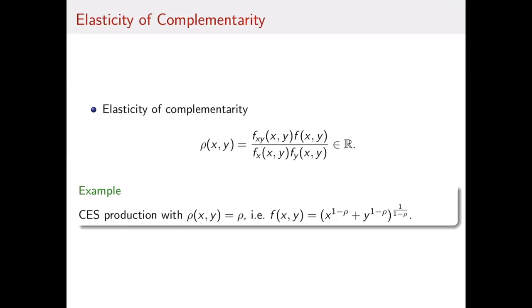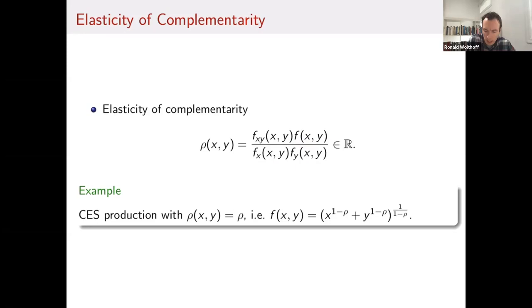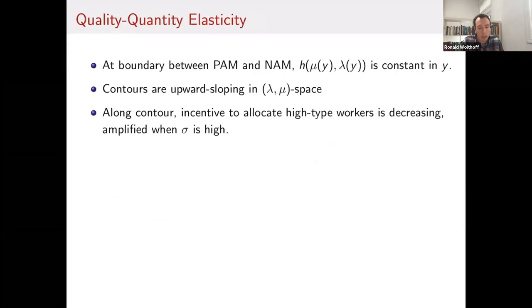And one thing that is true is that these three by definition are all positive. So the sign of this is just going to depend on the sign of the cross partial. Okay, this I think is standard and well understood. So let's go to the quality quantity elasticity, because I think that's novel to our model.